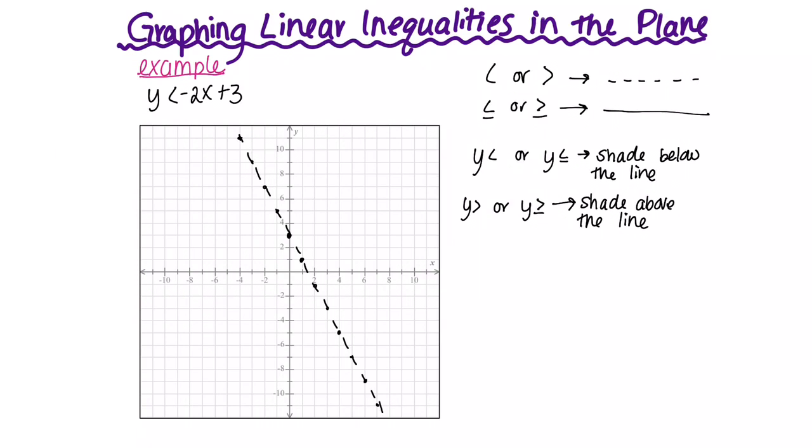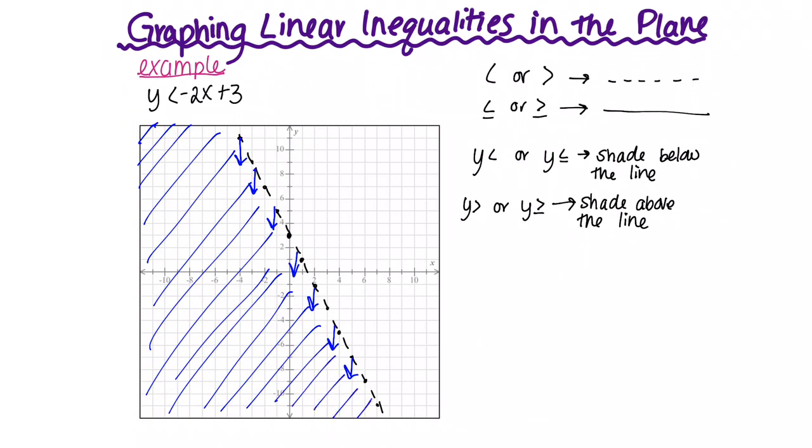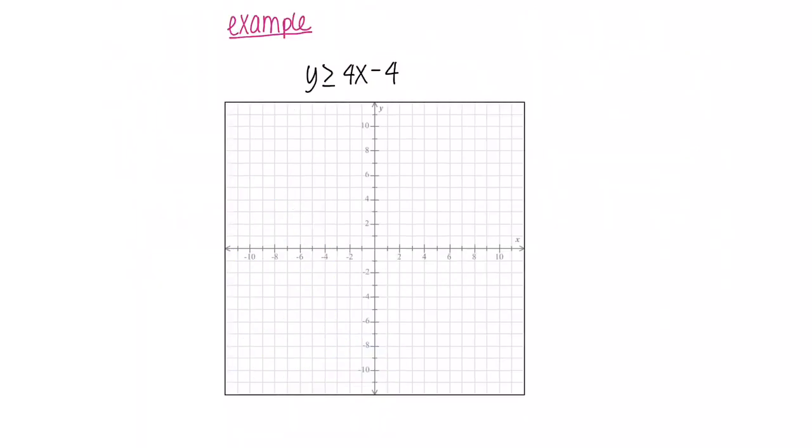Now, below the line, what does that mean? That's a good question. So if I draw a line straight down from the line, that is the below direction. So if I draw straight down, I'm on this side. So that means over here, that's the side I want shaded. And that's it. You're done with this guy. So let's just do a few more for good measure.